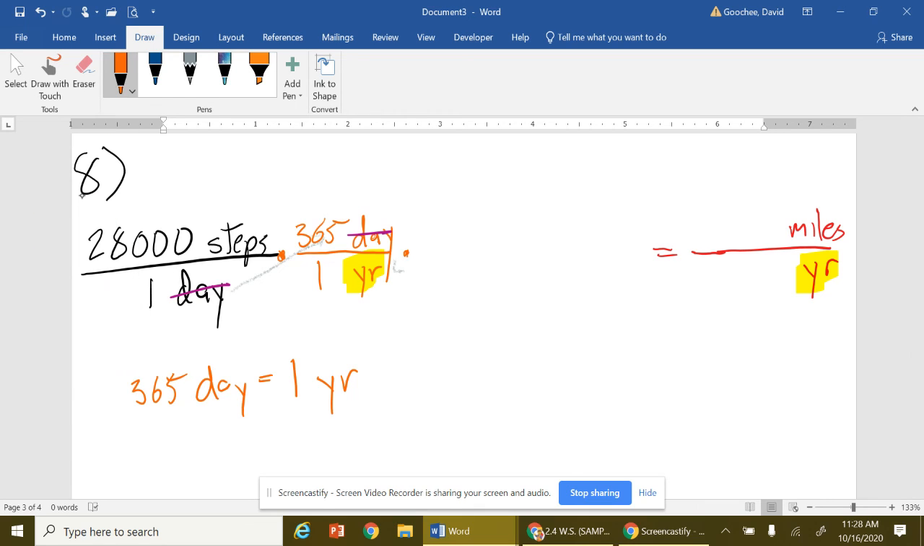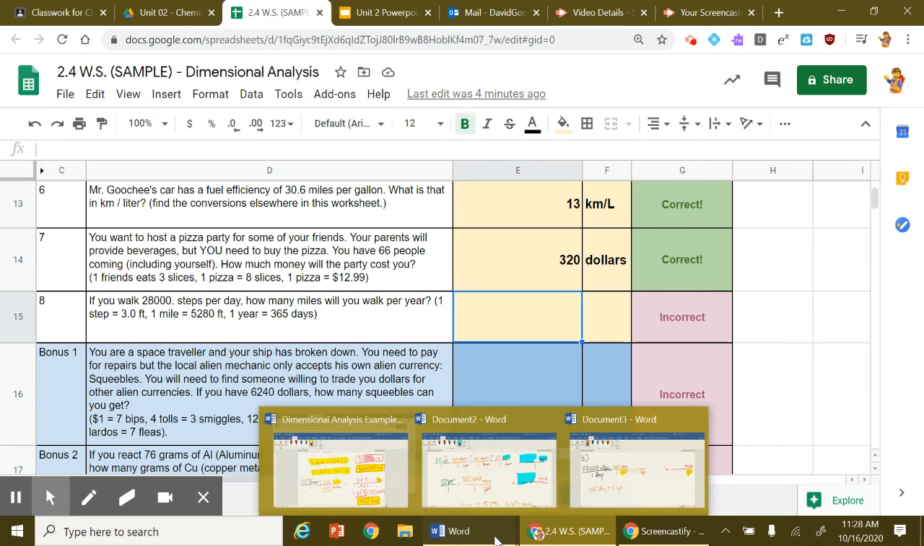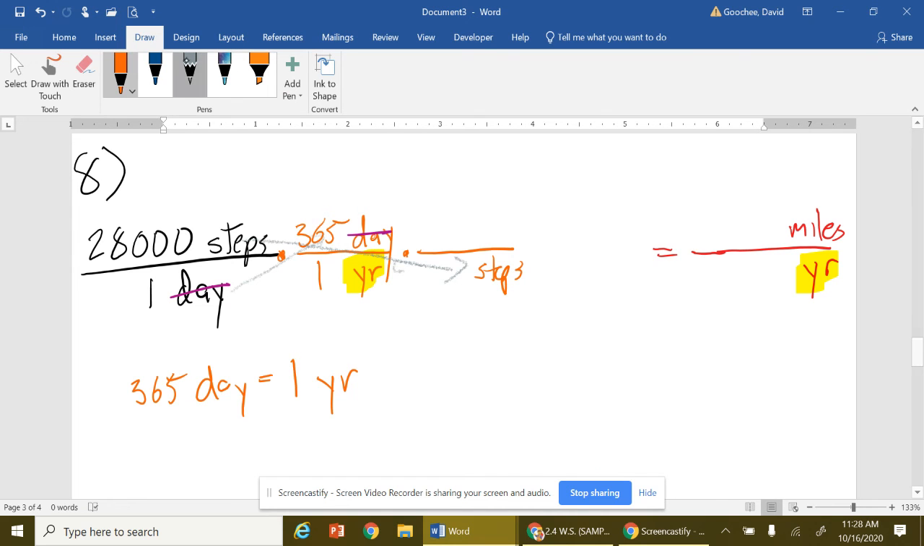Cool. We want to get out of steps on top, so I'm going to go across here. We have to put steps on the bottom. Now, can we convert steps into something else? Let's look at the conversion factors. What we see here is that 1 step is 3 feet. Since we have nothing else to go with, let's just go with that. We can turn steps into feet.